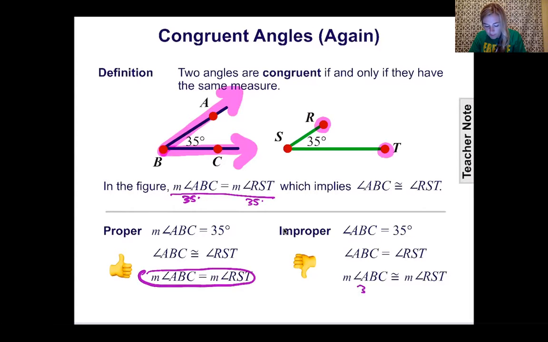Over here, it says 35 degrees is congruent to 35 degrees. That's not really the proper way of saying it because they are equal. 35 is the same number as 35. So you wouldn't put congruent that time. You would put equal. Okay.